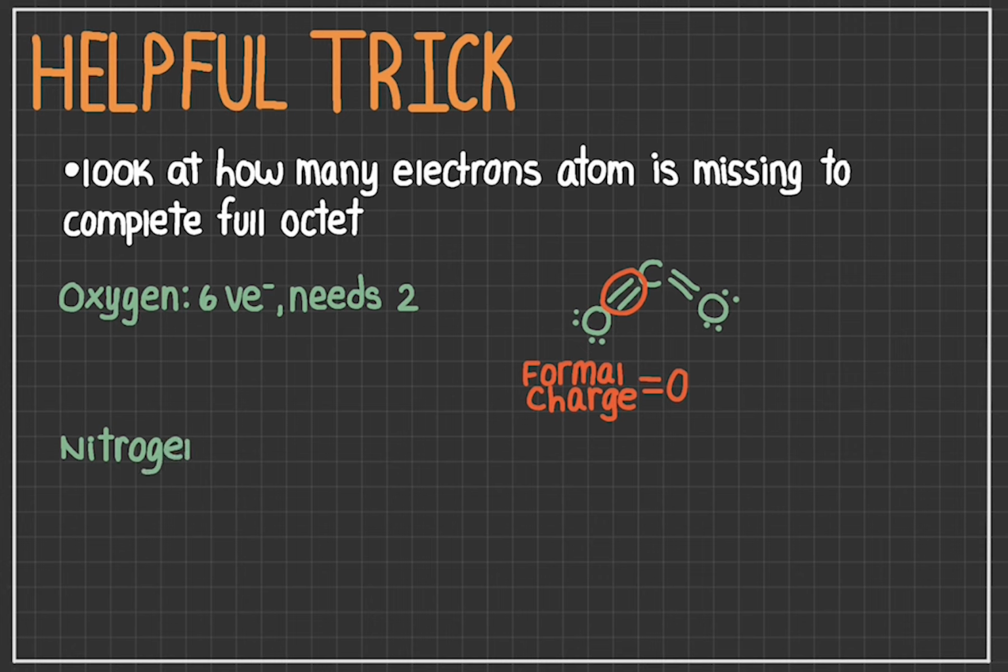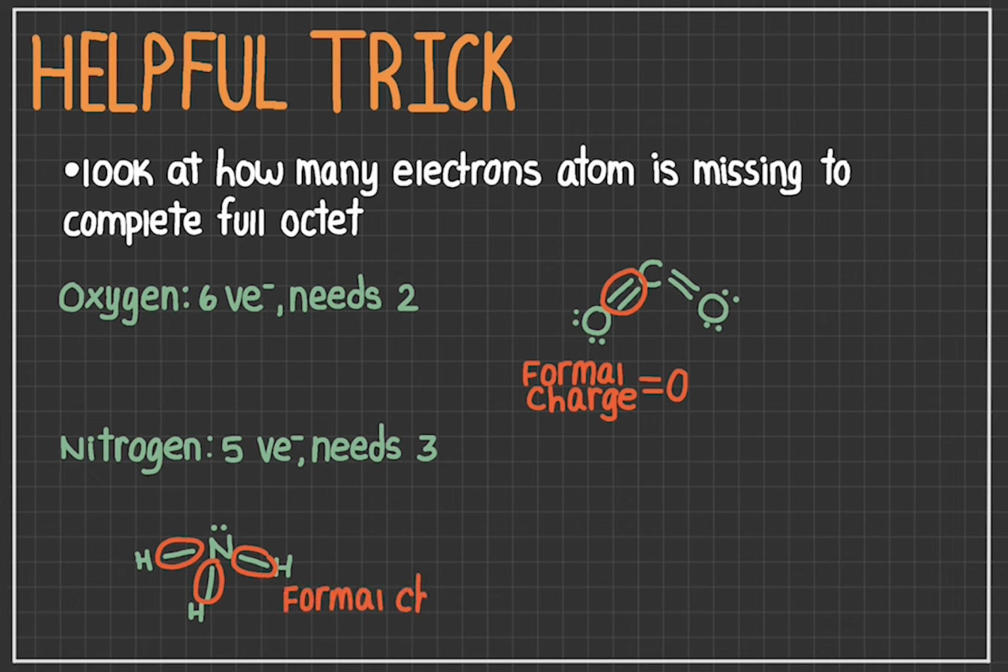Again, with nitrogen, it has 5 valence electrons and needs 3 electrons to complete its octet. It just so happens that when nitrogen has 3 covalent bonds with another atom and the appropriate amount of lone pairs to complete its octet, its formal charge is 0. So, the amount of electrons a nonmetal is missing can help you figure out how many covalent bonds it should have to have a formal charge of 0.